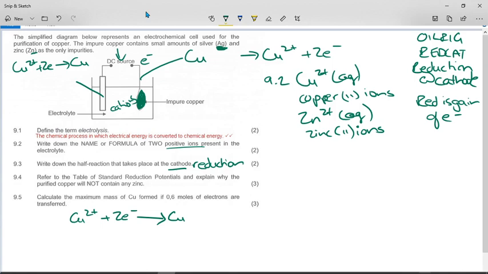Then it says to you, refer to the table of standard reduction potentials and explain why the purified copper will not contain any zinc.